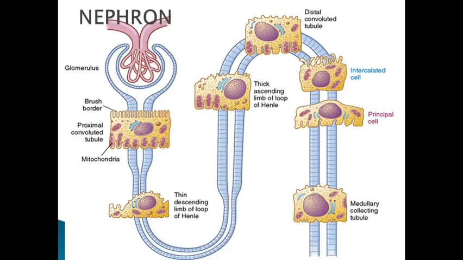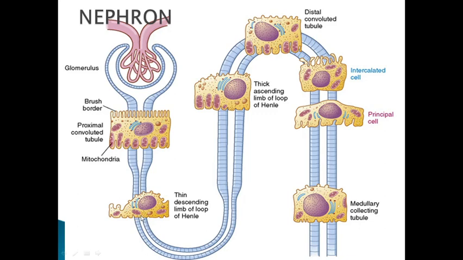So finally, here is a slide which will help you to memorize the histological features of the various segments of the nephron, starting from the renal corpuscle. This is the glomerulus. This is the Bowman's capsule. You can see here the brush border epithelium of the proximal convoluted tubule.